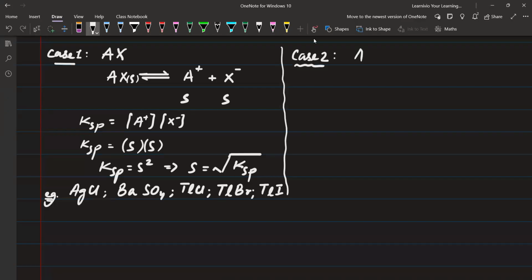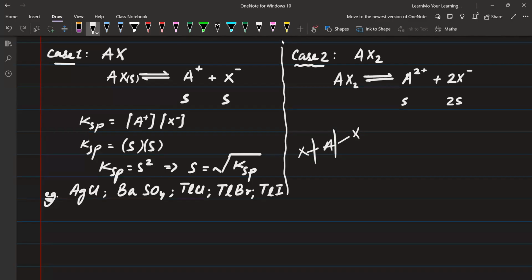Where we will have AX2 type of salt. AX will give me A2 positive, plus I will get 2X negative. सही है. So whatever the amount of A I will be having, double the amount of X will be there. Correct है? Yes or no? Please tell me.